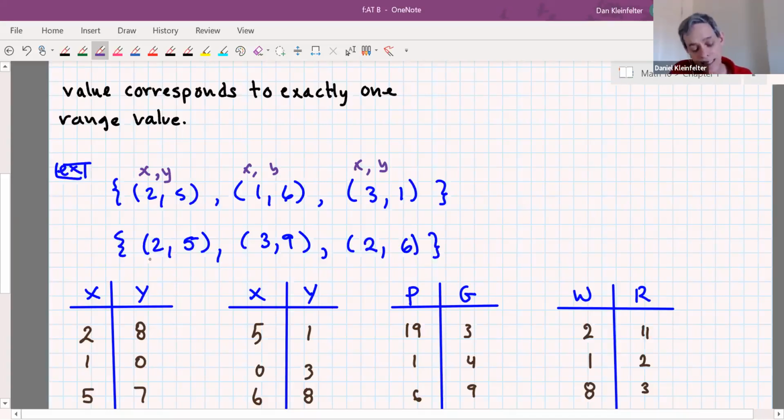That's not true in the second example. In the second example, if I told you, okay, when x is 2, what's y? Okay, well, is it this 5 or is it this 6? That's a problem. So we want for a function to have the property that given an x value, the y value is uniquely determined. So this is an example where y is not a function of x.